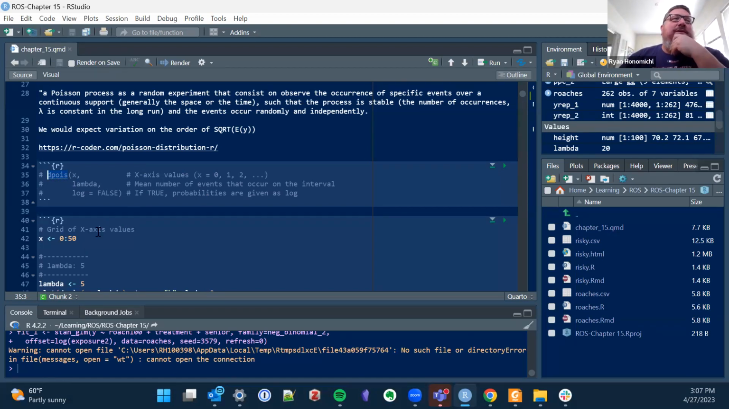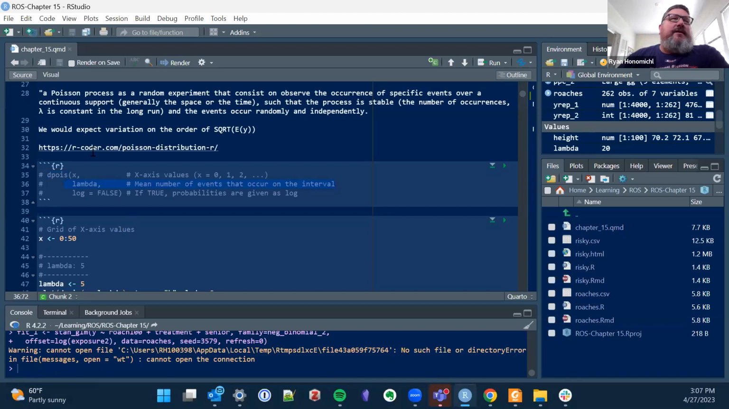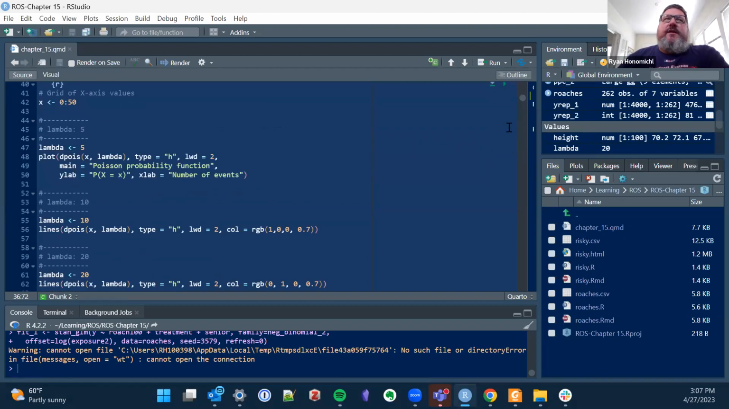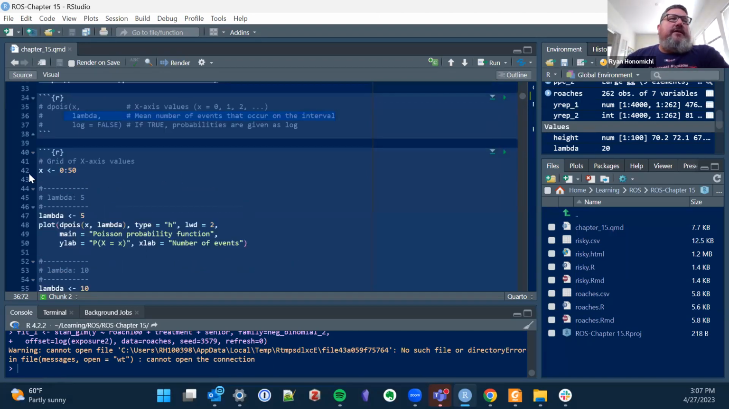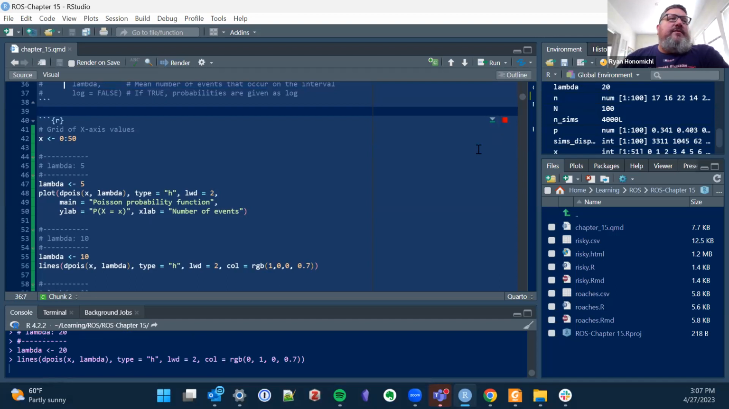So basically if we wanted to do a density plot for this, which is, how many, lambda is once again the number of events that occurred. What I did here was I wanted to just show, this is from a site, rcoder.com, and this is kind of cool, right? So we can change the lambda. The x values are the same, 0 to 50, but we have different lambda levels.